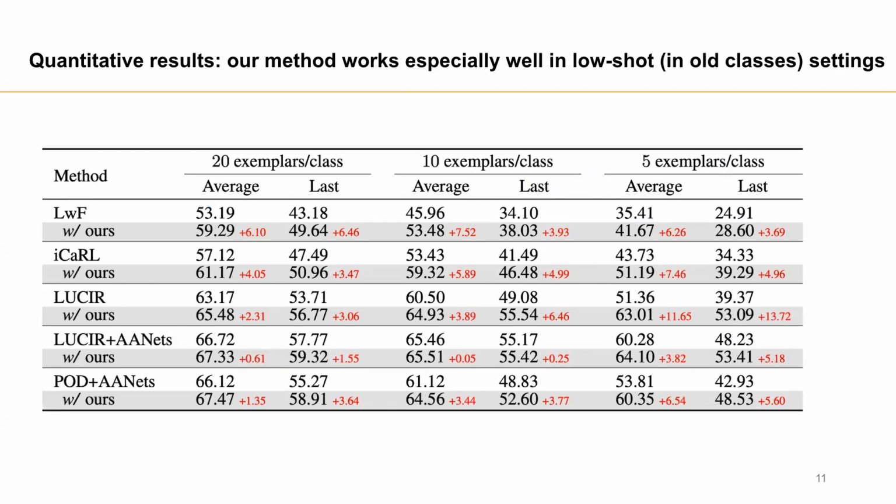This table shows the average and last phase accuracy for 5 baselines: Learning without forgetting LwF, iCaRL, LUCIR, AANets, and FOSTER. From the table, we make the following observations. Using our placebo CIL boosts the performance of the baselines clearly and consistently in all settings, indicating that our method is generic and efficient. When the number of exemplars decreases, the improvements brought by our method become more significant.